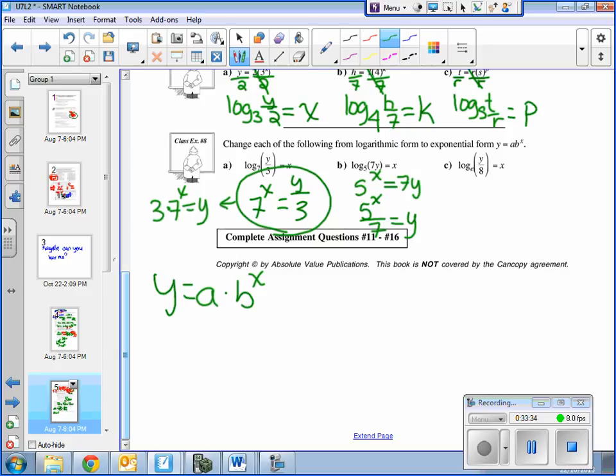What's my base in C? E. What's my exponent? Equals. So how am I isolating y? Yep. Good job, guys.